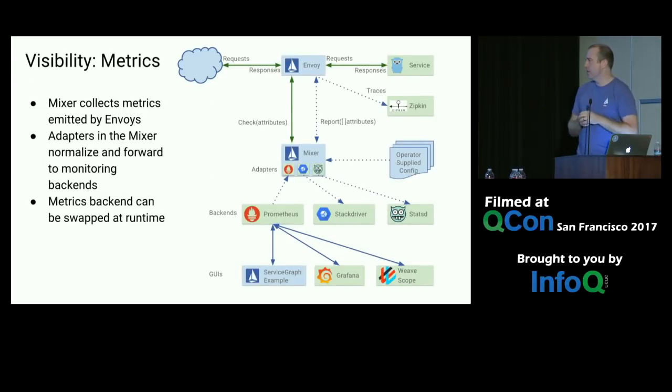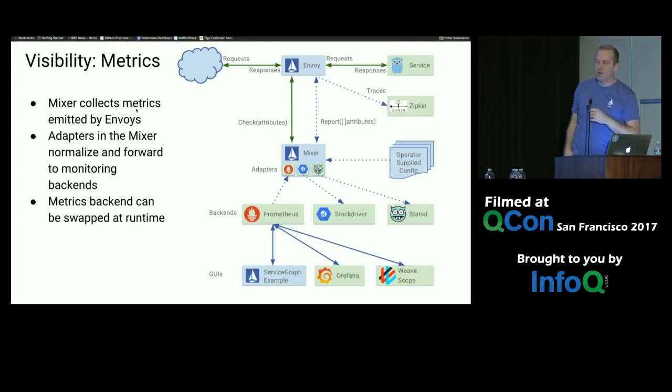So basically, this is an example of the topology. Showing you Prometheus here, which is the one that we ship, but we've also done examples with StatsD and obviously Google Stackdriver. I do work for Google. There will be occasional plugs.